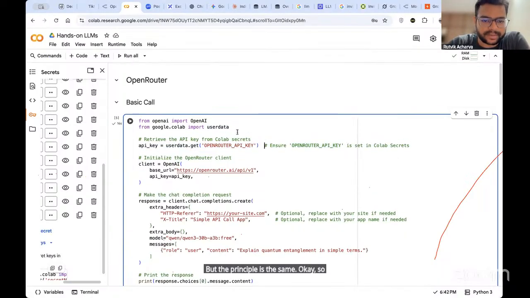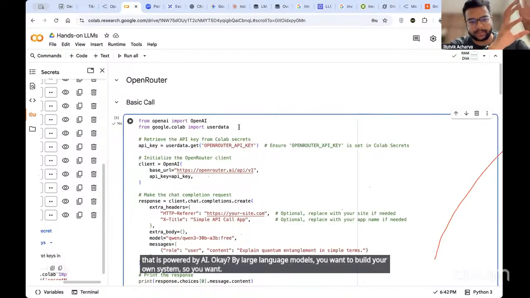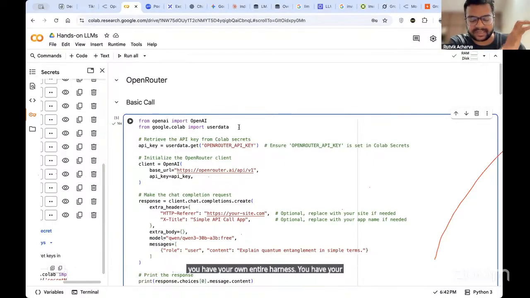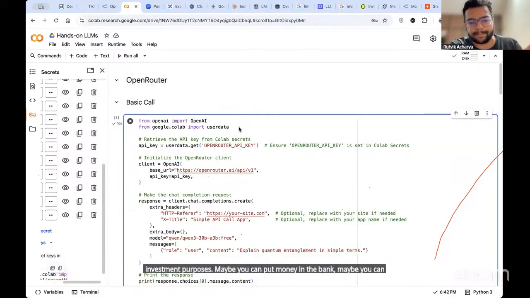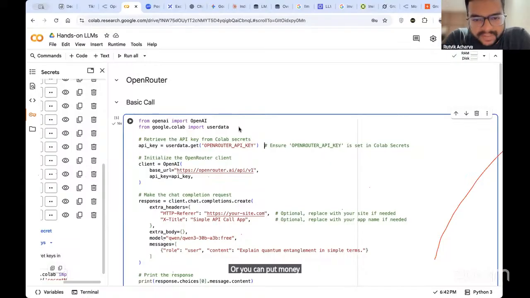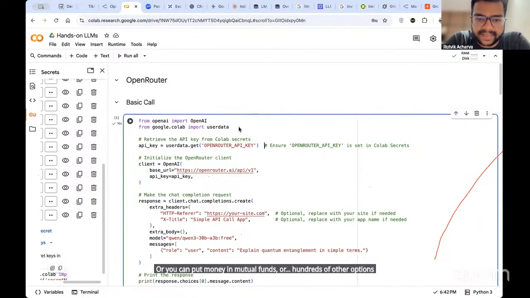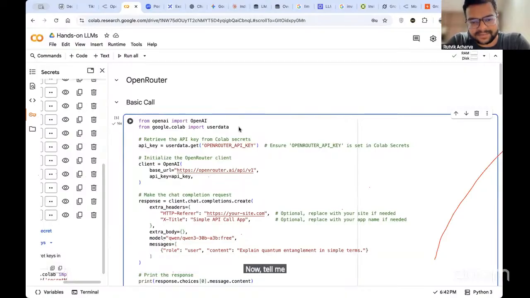Okay, so what are we doing over here? If you are building out, say, financial services, which is an advisory that is powered by AI, by large language models, you want to build your own system. So you have your entire harness. You have your logic that says, please look at what are the avenues that I can use for my investment purposes. Maybe you can put money in the bank. Maybe you can put money in bonds, or mutual funds, or hundreds of other options that are out there, right? Now tell me, basis my specific context, what is the best thing that I should go for, right?